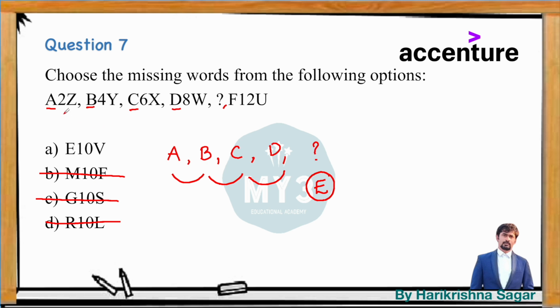Here we'll solve it completely. 2, 4, 6, 8. There is a common difference of 2. The next one is going to be 8 plus 2, which is 10. And Z, Y, X, W, so the next one will be V. So the answer must be E, 10, V, available as option A. You can mark it as the answer choice.